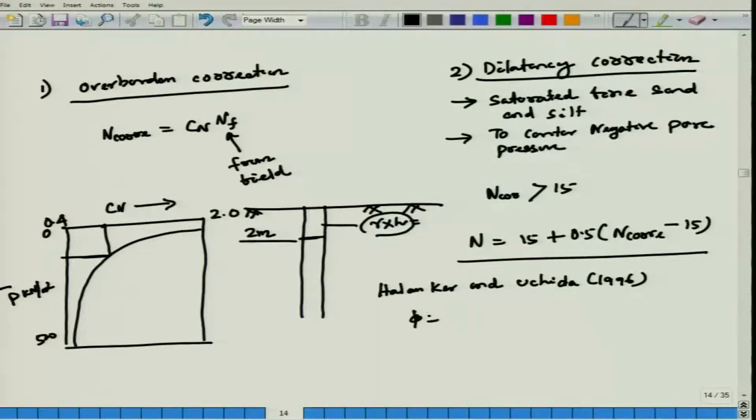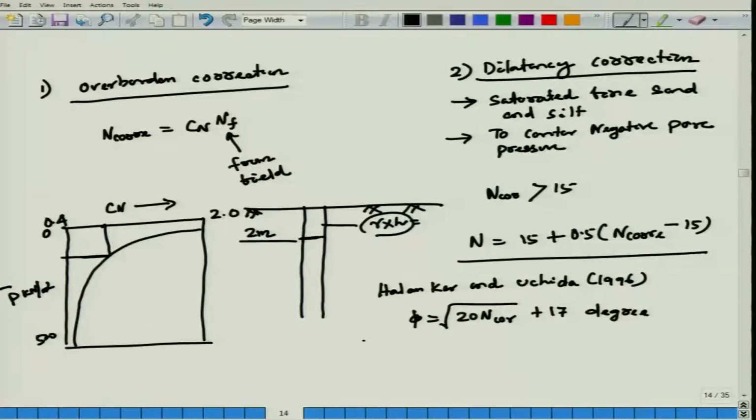So, phi is equal to 20 N corrected root plus 17, in terms of degrees. Also you can find the E value. Let us discuss this phi. You can get correlations, and from this correlation you can get the phi.